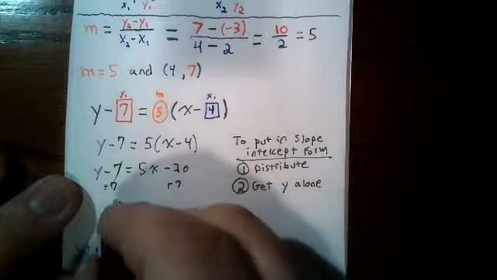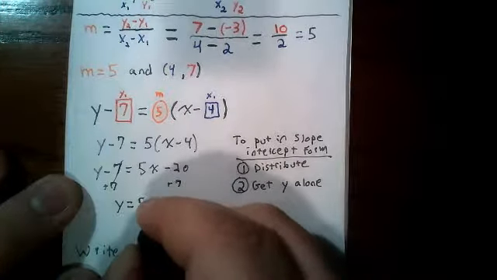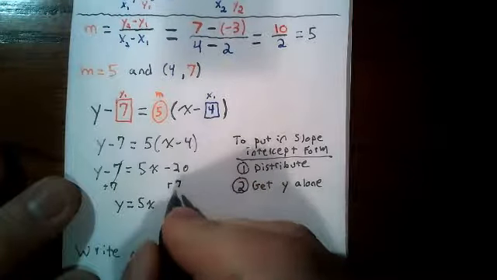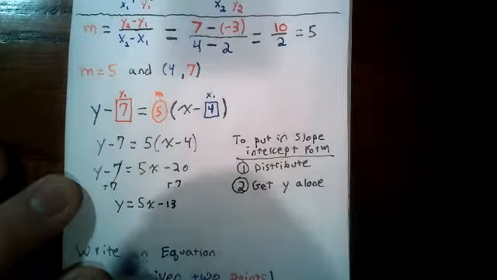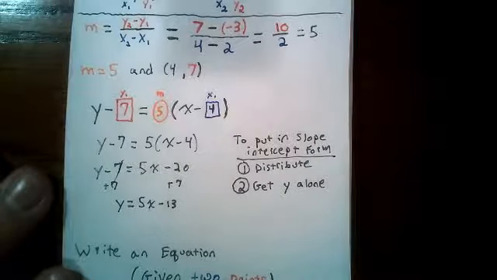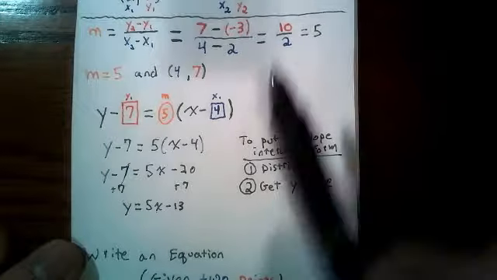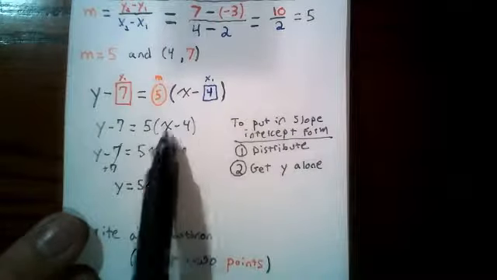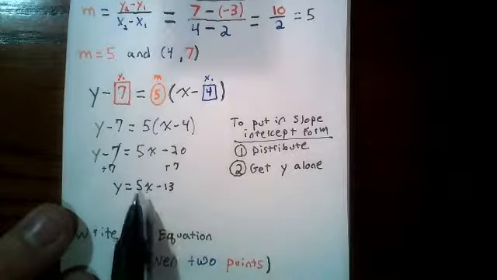Those cancel. Leaves me with y equals 5x, negative 20 plus 7 is negative 13. And that's your y equals mx plus b, the slope-intercept form. That's a common question you'll be asked to do. If you're just asked to write an equation, it doesn't say point-slope form, like here, then you can leave it like this. If it asks you to go further, then these are the 2 steps. These 2 steps are really easy.